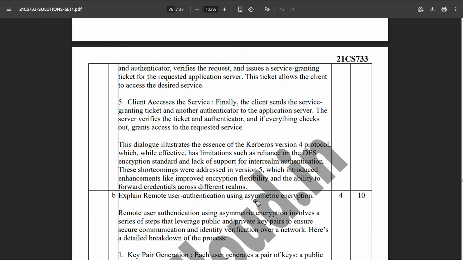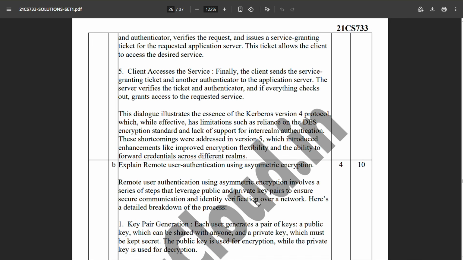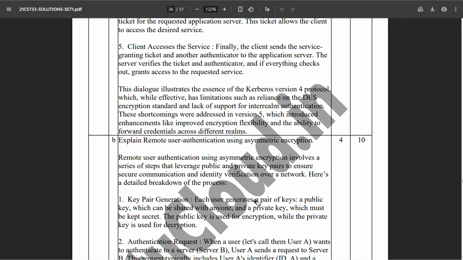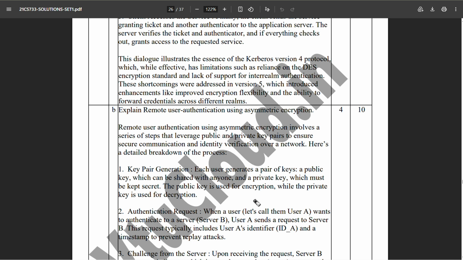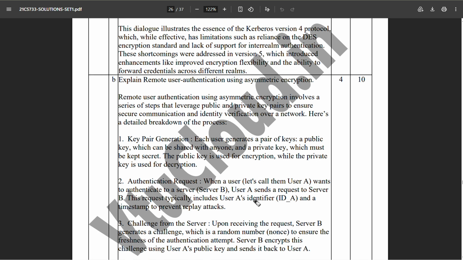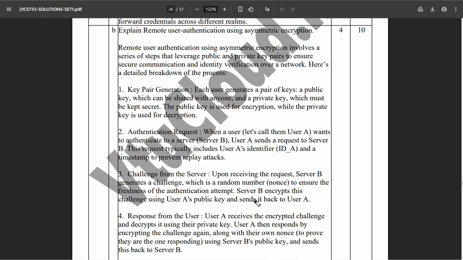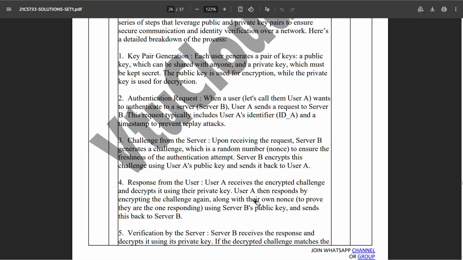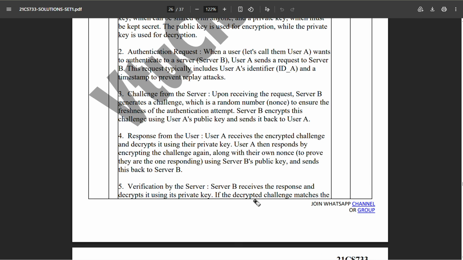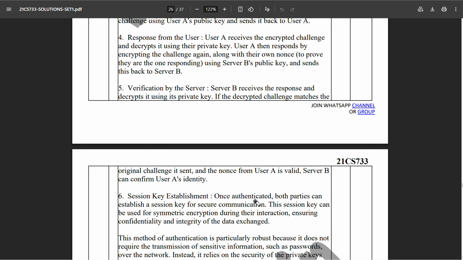Now the next question is explain remote user authentication using asymmetric encryption. Similar to the previous question, but the only change is that the previous question used symmetric encryption. Here we have to explain using asymmetric encryption. The key elements included here are key pair generation, authentication request, challenge from the server, response from the client, verification by the server, session key establishment. These are the six key elements included in asymmetric encryption.